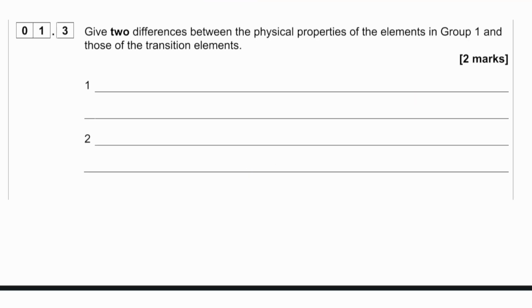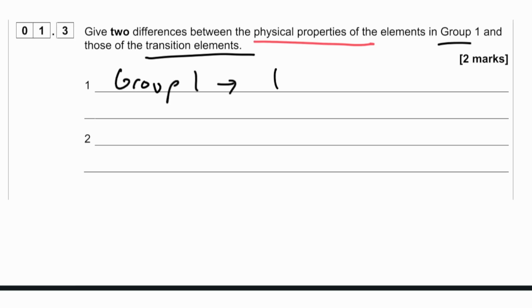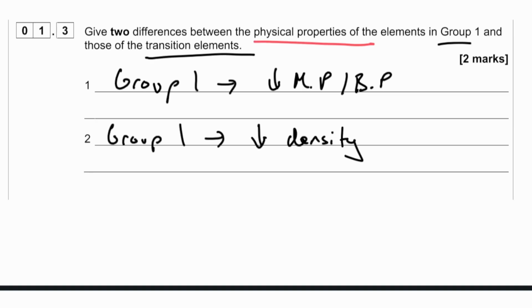1.3, give two differences between the physical properties of the elements in group 1 versus those of the transition elements. Okay, so the key word here is actually the physical properties. So we don't want to be talking about things like chemical reactivity or anything that actually contributes to reactivity. Now, in terms of the physical properties, one thing we should know straight away is that group 1 going to have much lower melting points and boiling points. Or conversely, you could say the transition elements have much higher melting points or boiling points. And for the second physical property, we could say that group 1, they have much lower density. You could say a variety of things here. Anything that's correct will get you the marks. So other things you could say is group 1 elements are a lot softer, they're less strong, something like that.